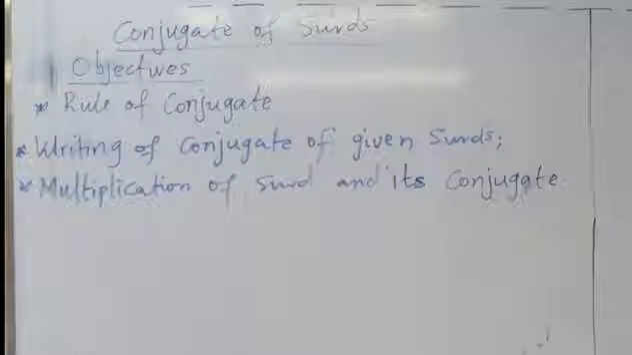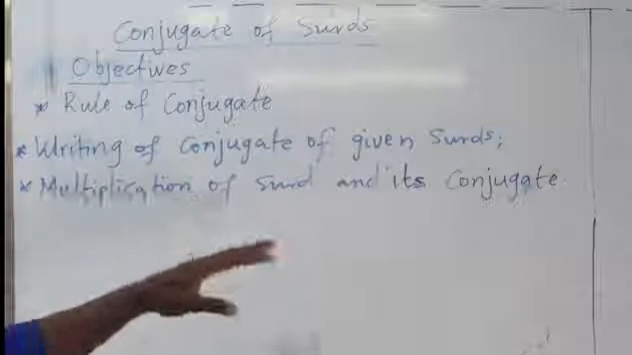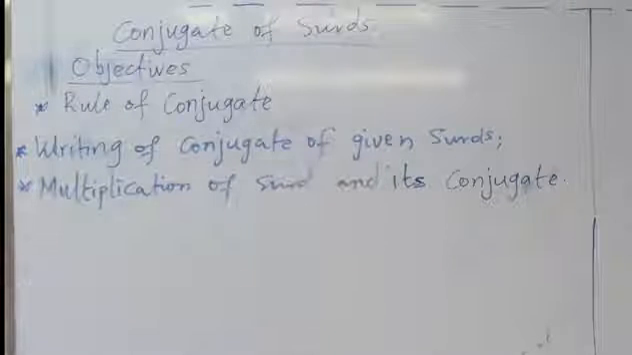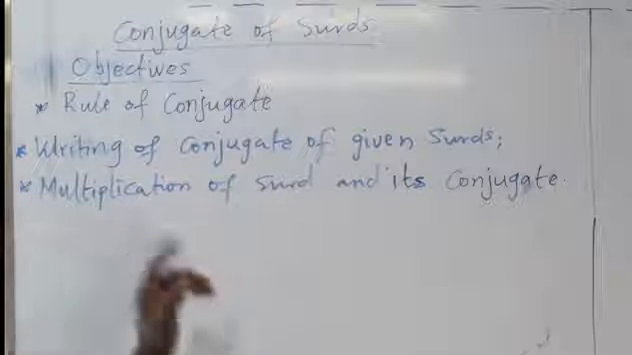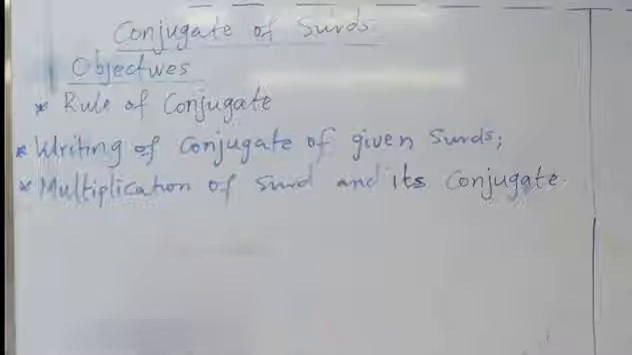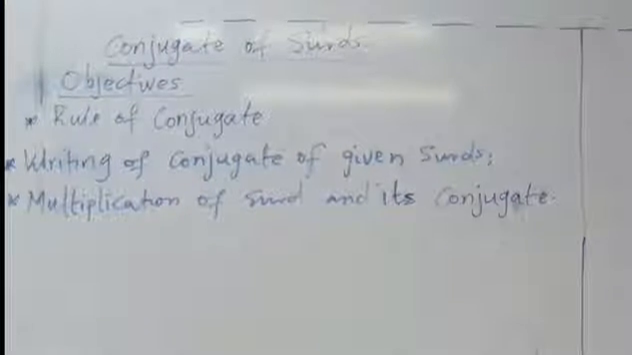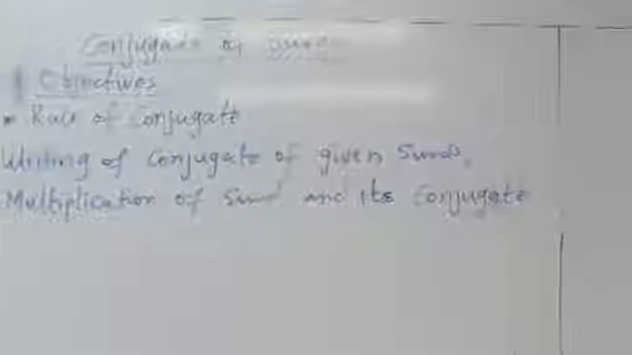We are still on surds, but today we are considering conjugate of surds. Under conjugate of surds, we are going to look at the rules of conjugate. Then after that, we are going to look at writing the conjugate of a given surd. The last one will be multiplication of a surd and its conjugate. So let's start with the first one, which is the rules of conjugate.